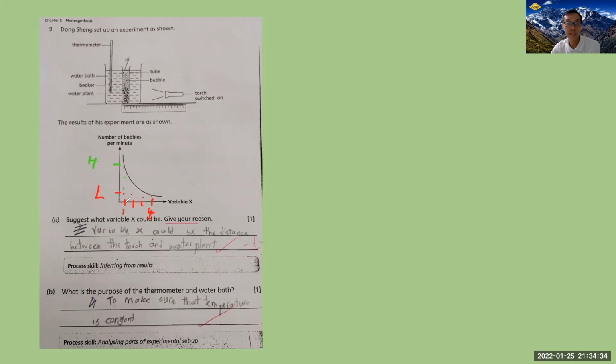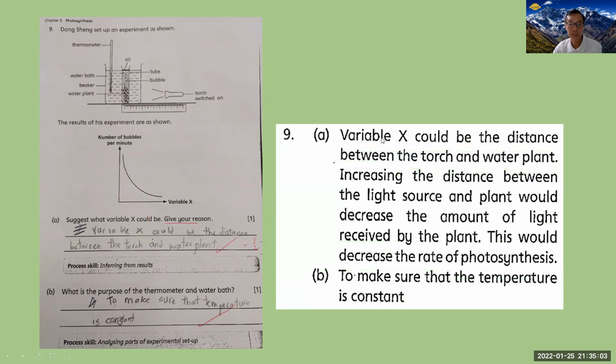So when variable X is low at 1 unit, the number of bubbles produced is high. So naturally, they can see that X represents the distance between the torch and the water plant. You can see here the student lost half a mark because the student did not give the reason. So they have to read the questions very carefully. And this is the answer that they should present. Variable X could be, because they say suggest, the distance between the torch and the water plant.